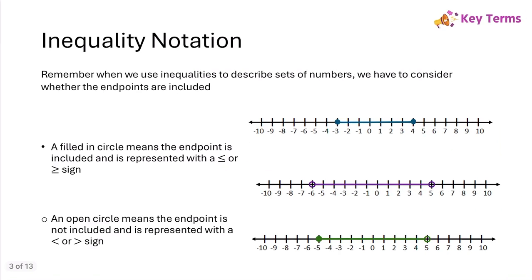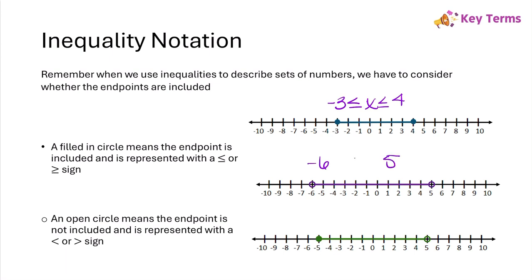So let's review inequality notation. So remember, inequality notation, we use the less than or equal to or greater than or equal to sign whenever we have a filled in circle, and a less than or greater than sign whenever we have an open circle, because it's depending on whether the endpoint is included or not. So in this first example, our endpoint is included, so we're going to write this as -3 less than or equal to for the filled in circle, and then x, and then our right endpoint is 4, so less than or equal to 4. In the second example, our endpoints are -6 and +5.